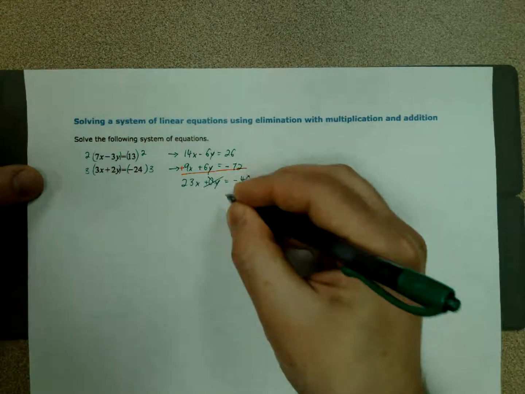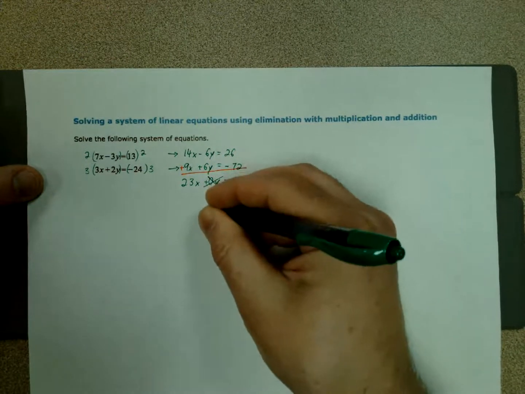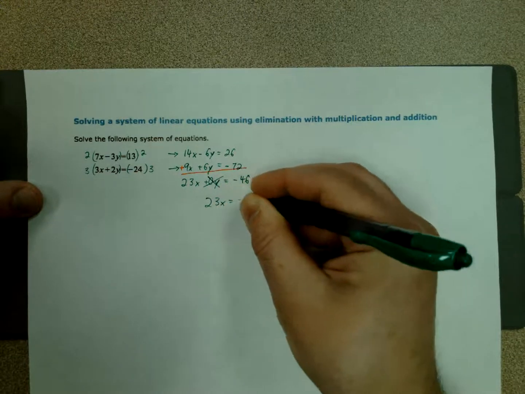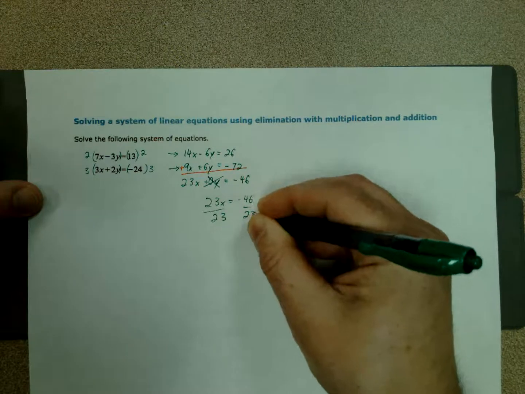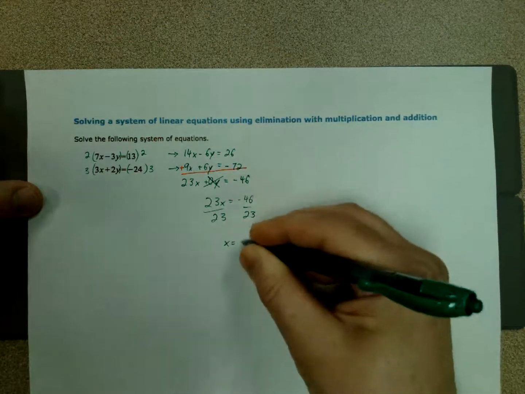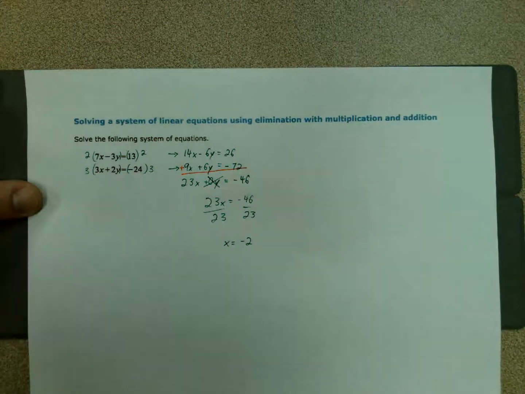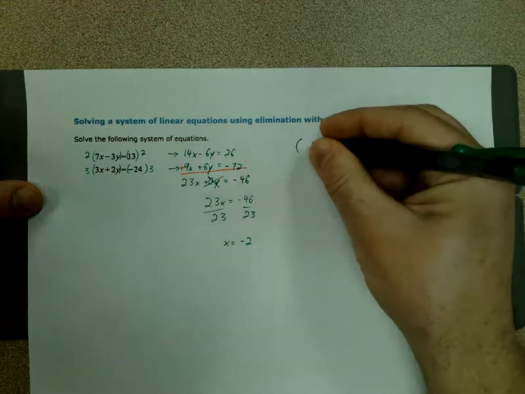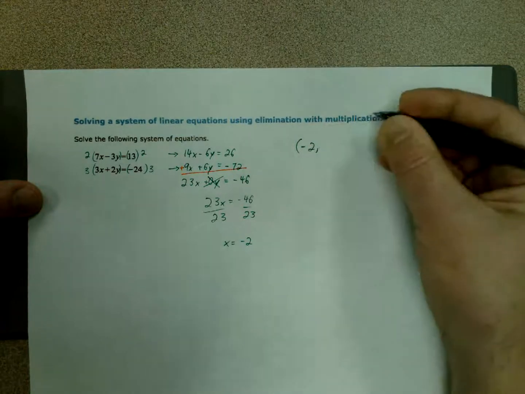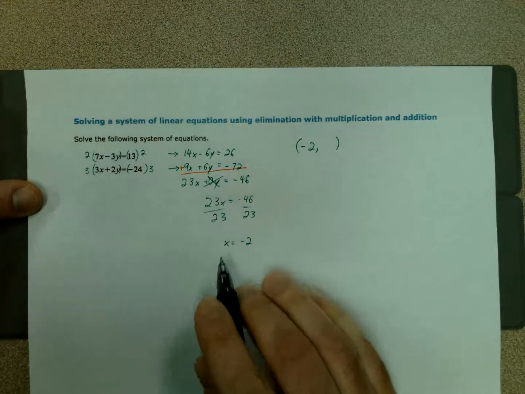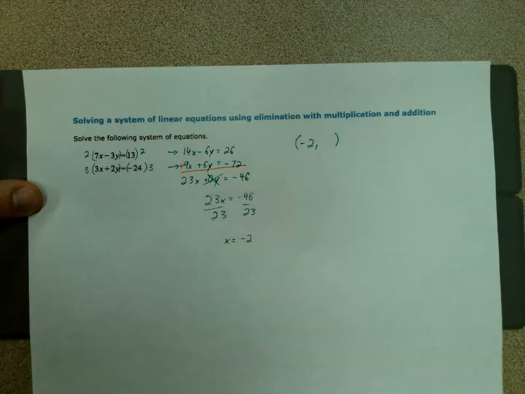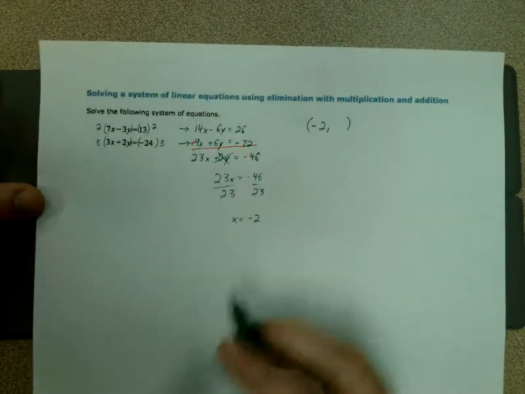All right, so this is 0y, so that's gone. All right, so we have 23x equals negative 46. Divide by 23, divide by 23. And we get x equals negative 2. Same thing with every system of equations. I'm looking for an intersection point. So that's my x value, because it's x equals. You may solve for y first every once in a while, so keep that in mind that you put it in the right spot.